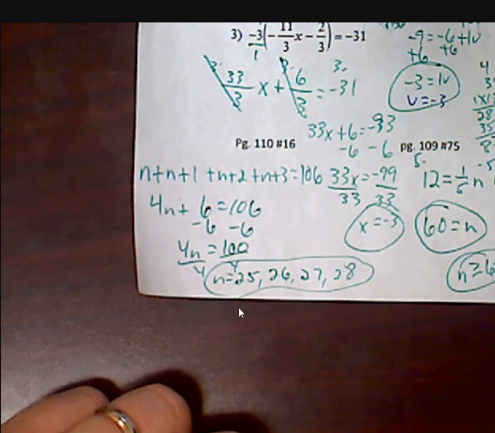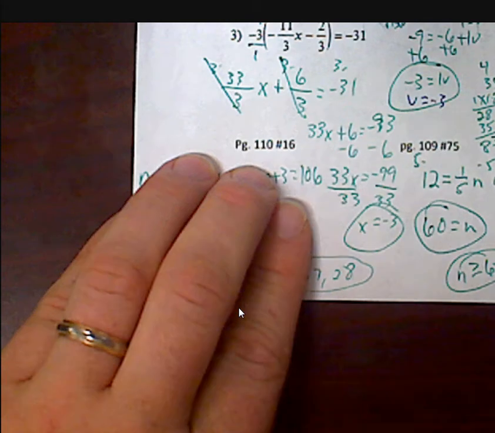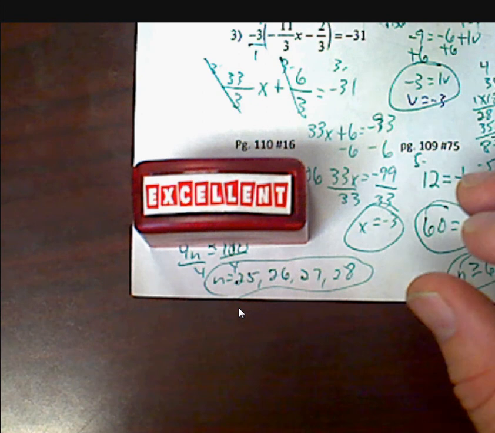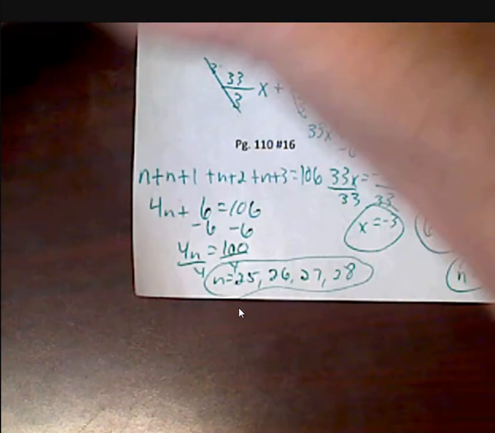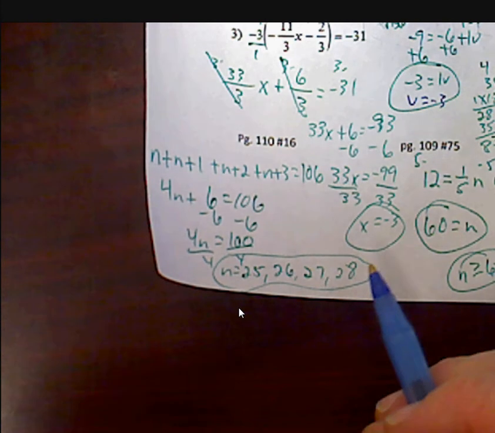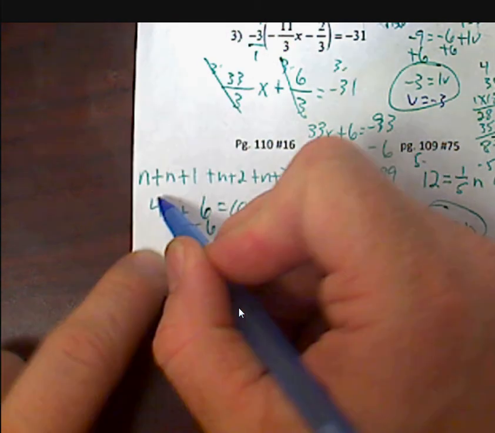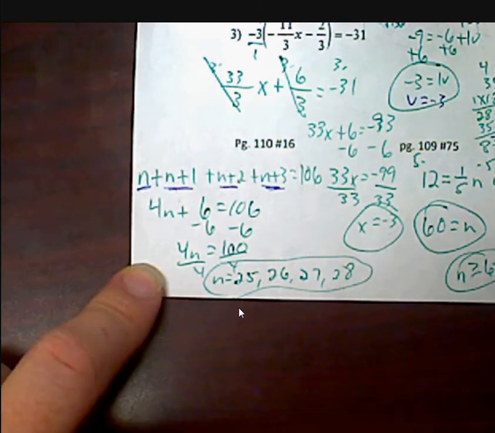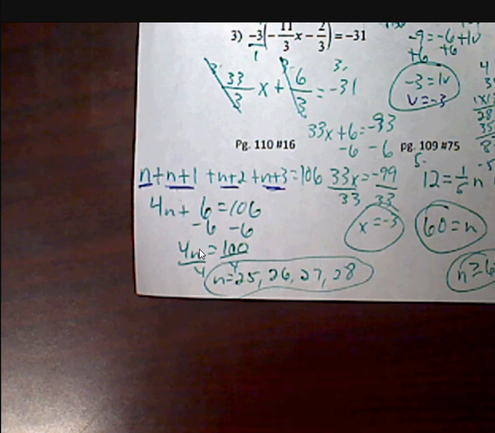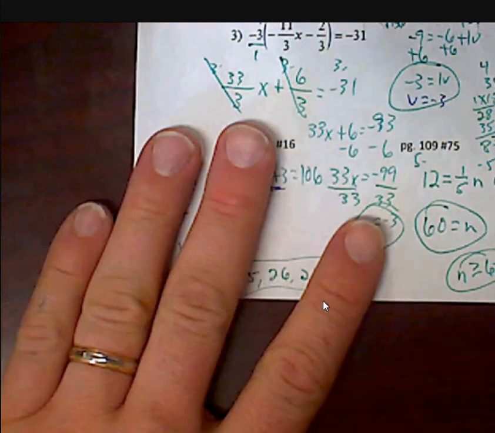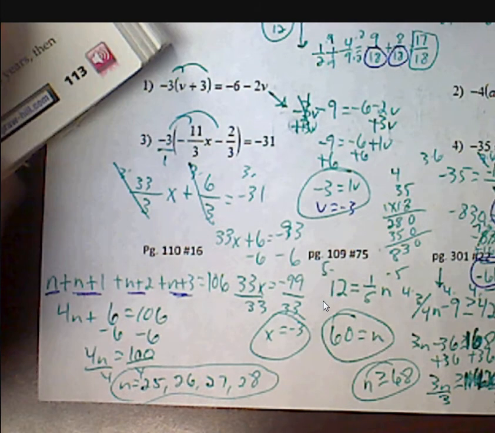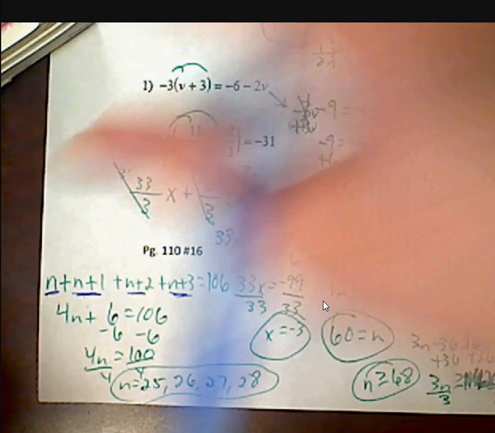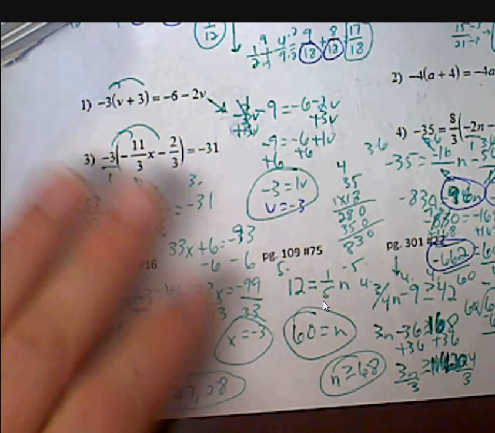Then you have page 110, number 16. Go ahead and pause the video and try. On page 110, number 16, it says find 4 consecutive integers. Consecutive means in order. N plus 1, n plus 2, n plus 3. Then what I did is I combined like terms and I solved. I got 25, 26, 27, 28. Page 109, number 75. Go ahead and pause the video and try.